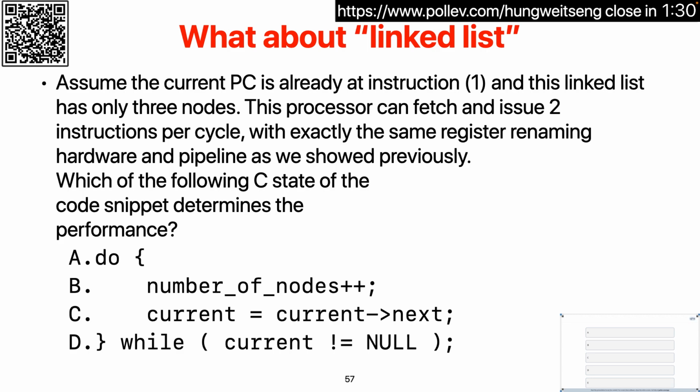B is what? B is not used in what? It's not a determining factor, but why? Because there's a condition inside the while loop. There's a condition inside a while loop, so that is only considering the current, not the number of nodes.